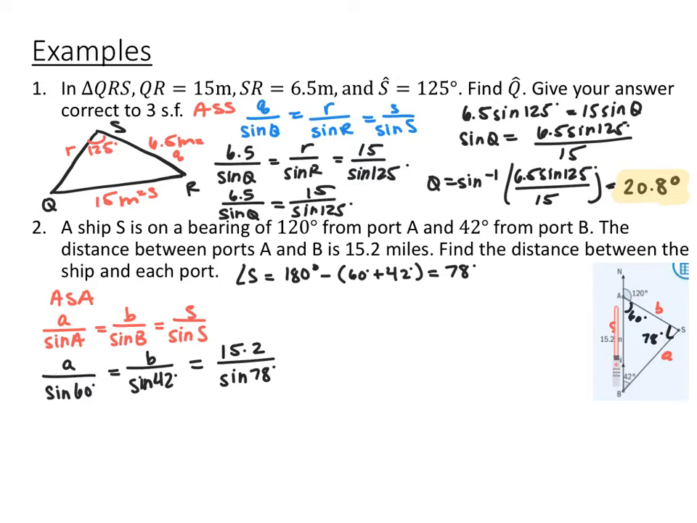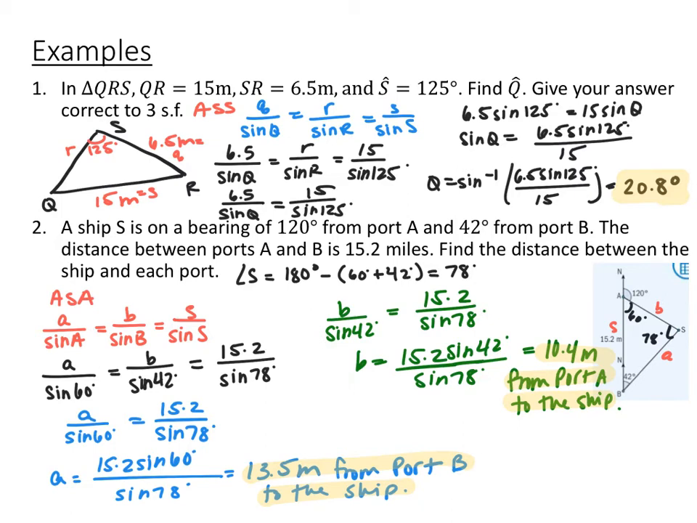So now I have an angle, side, angle triangle, which means I can use law of sines. So I set up my law of sines. We don't know side A, which is this side BS here, but angle A is 60 degrees, so A over sine of 60 degrees is equal to B, which is the distance between port A and the ship, over sine of 42 degrees, which is equal to this distance, 15.2 meters, over the sine of 78 degrees. So if you haven't already done so, go ahead and pause the video and find the two distances.